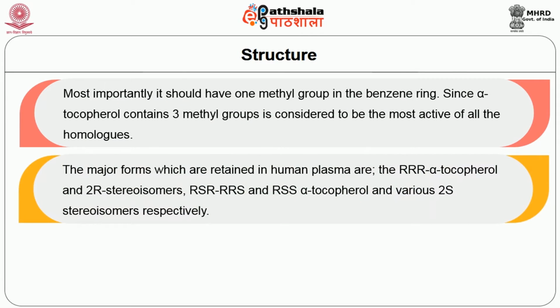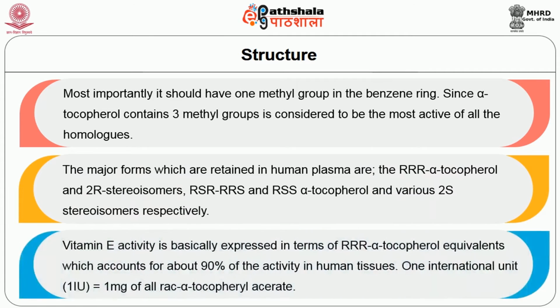The major forms which are retained in human plasma are the 2R stereoisomers, RRR, RSR, RRS and RSS alpha tocopherol, and various 2S stereoisomers respectively. Vitamin E activity is basically expressed in terms of RRR alpha tocopherol equivalents, which accounts for about 90% of the activity in human tissues. 1 international unit is equal to 1 milligram of alpha tocopherol acetate.